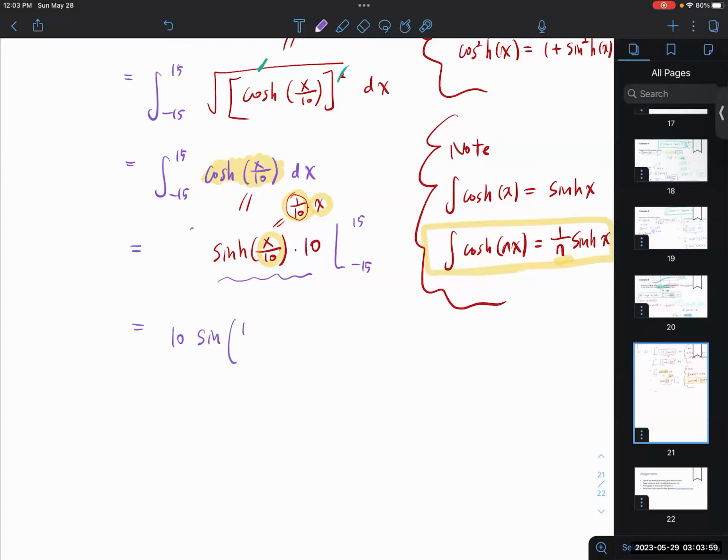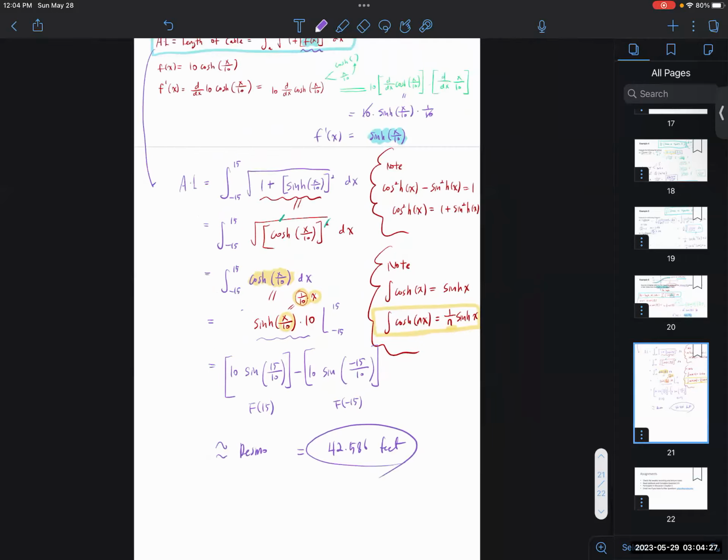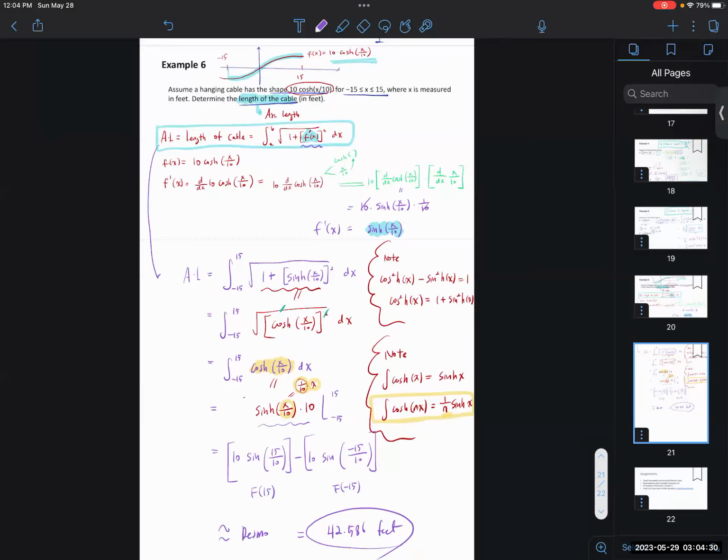10 sinh 15 over 10 minus 10 sinh negative 15 over 10. You're going to subtract this, right? So this is capital 15, capital negative 15. So this is a little bit complicated fraction. You can use decimal. You should get about 42.586 feet. So this is the cable length by using the arc length formula. So this is one of the application problems where you're using not only the arc length formula, but also where the cosh hyperbolic function has been involved.